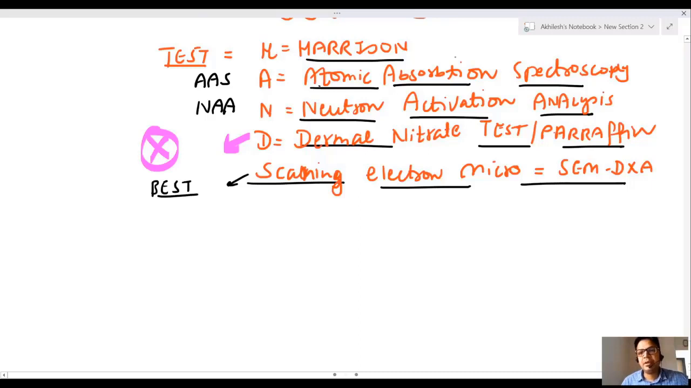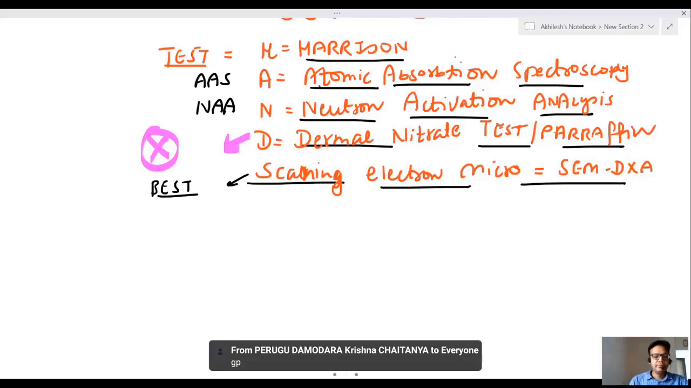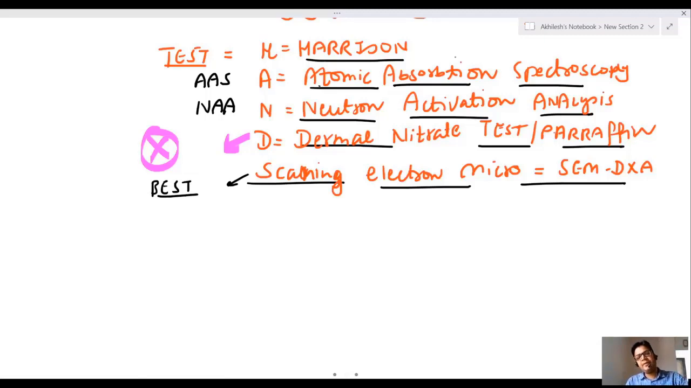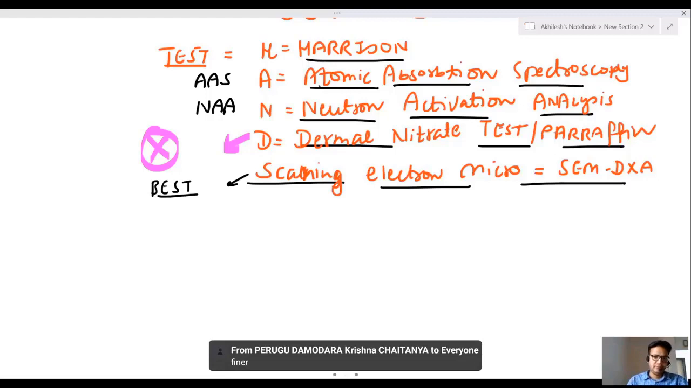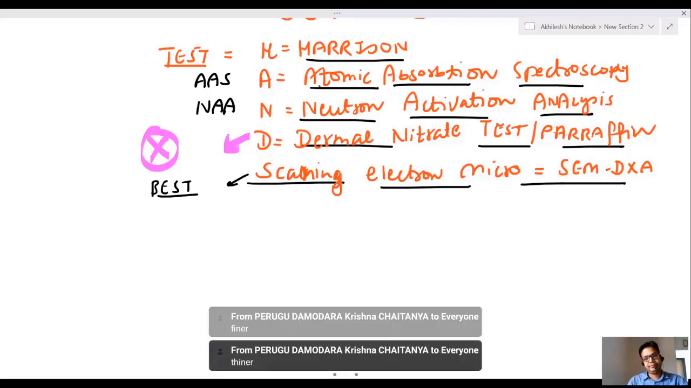Write down, these are the tests for detection of bullet or gunpowder. More F denotes gunpowder is finer, that is thinner.